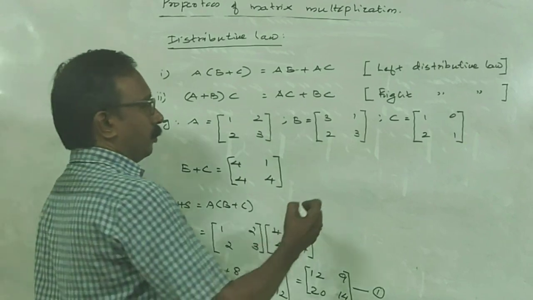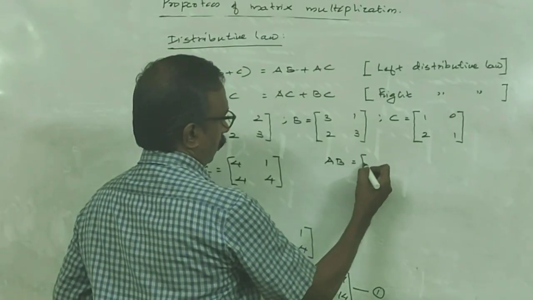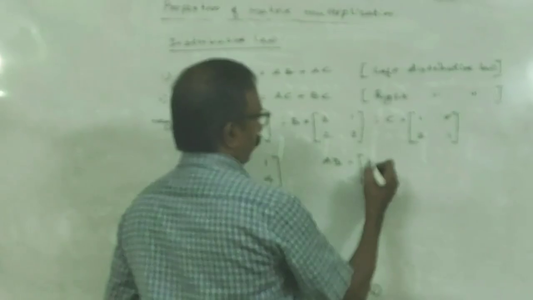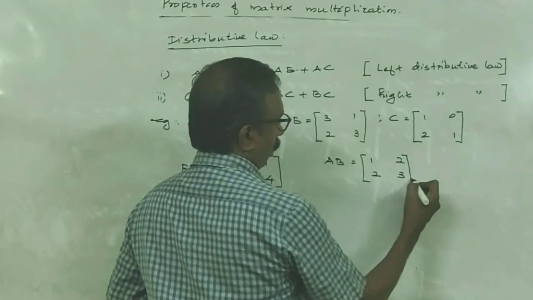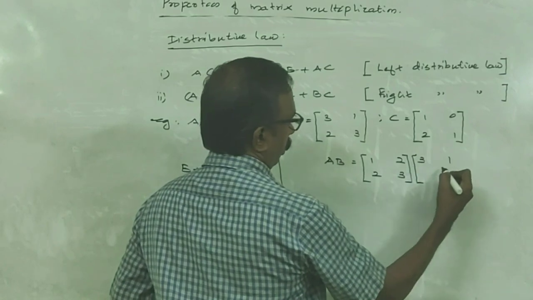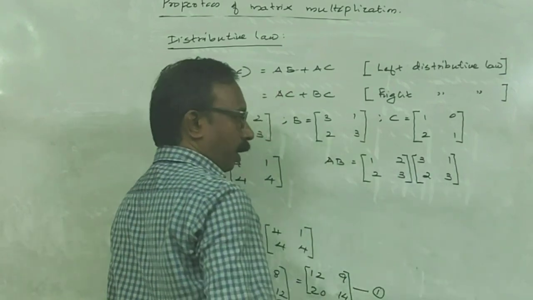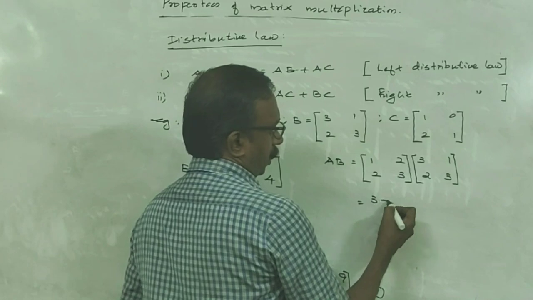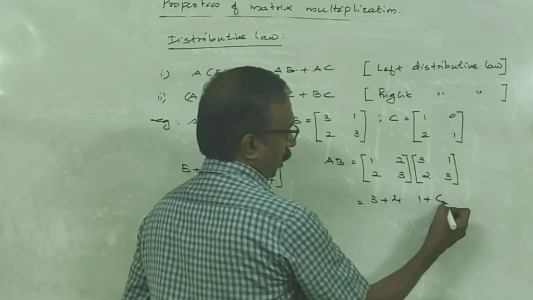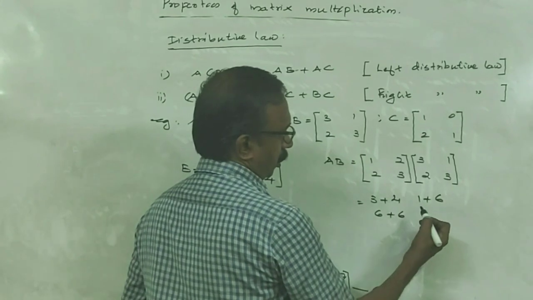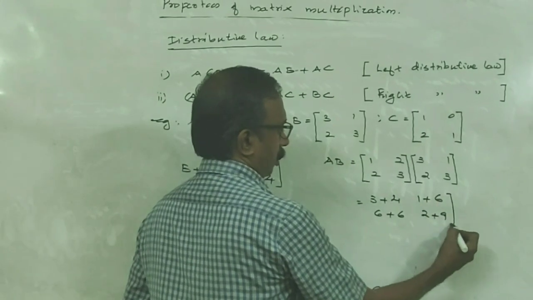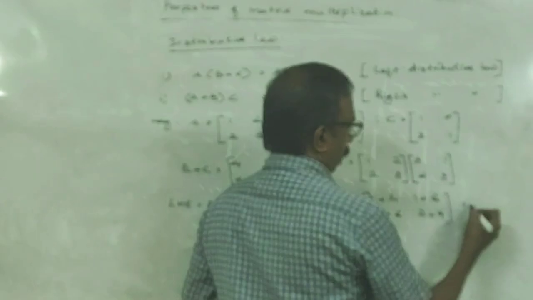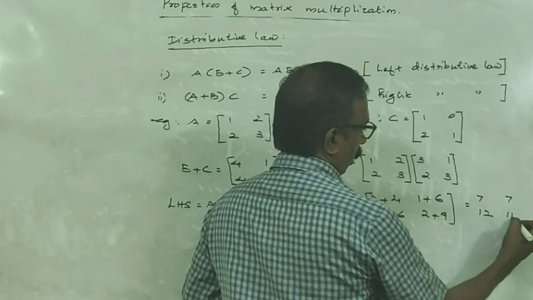Now find AB. Here A is [1, 2; 2, 3] and B is [3, 1; 2, 3]. Finding the product of these two matrices: 1 into 3 is 3, plus 2 into 2 is 4, that is 7. 1 plus 6 is 7. 6 plus 6 is 12. 2 plus 9 is 11. That is [7, 7; 12, 11].